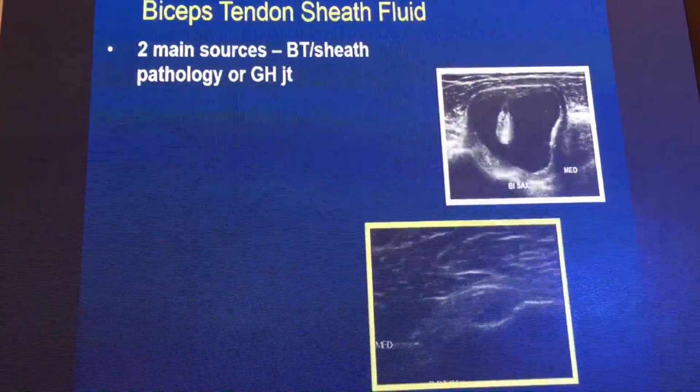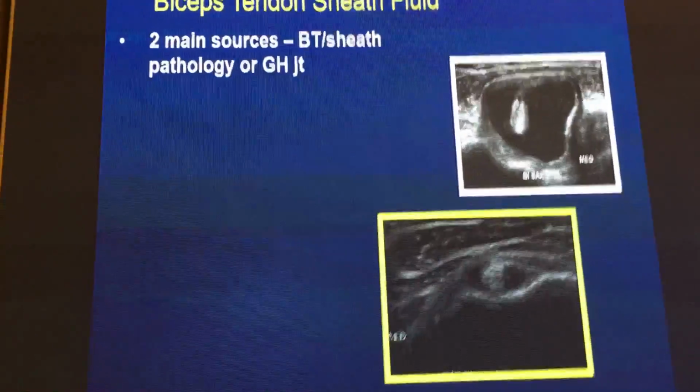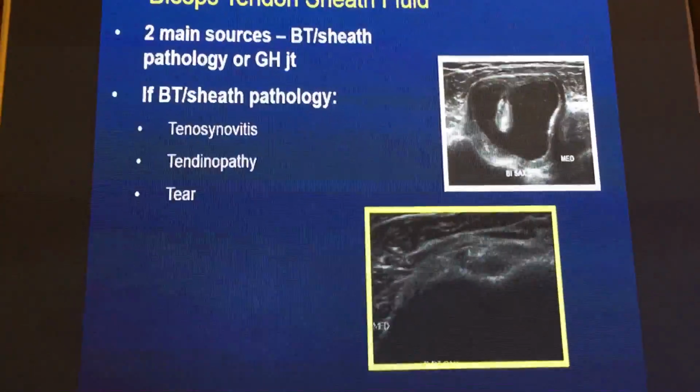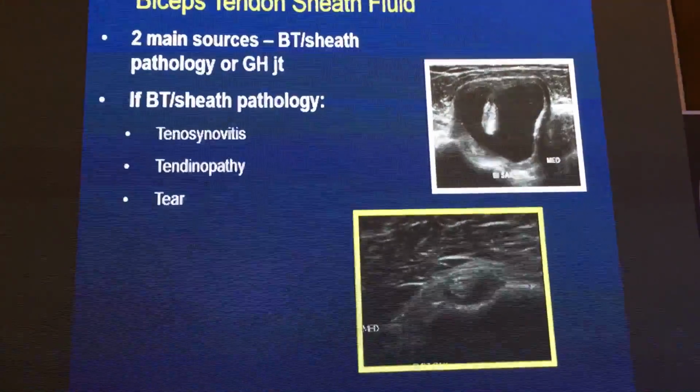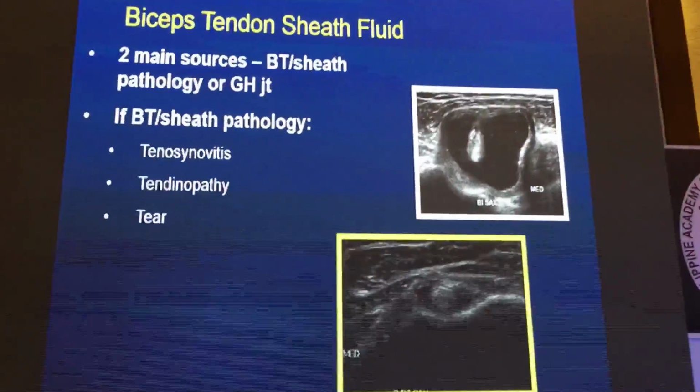Now there are two main sources for fluid in the area. One is going to be from the biceps tendon pathology. So in that case, it'll be tenosynovitis or tendinopathy or a tear.